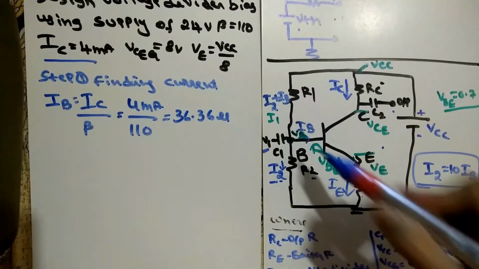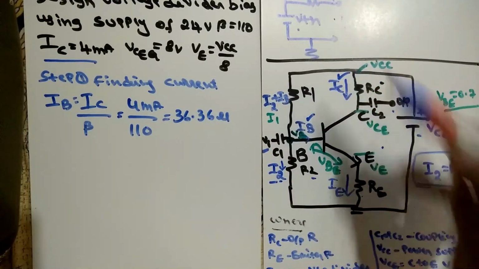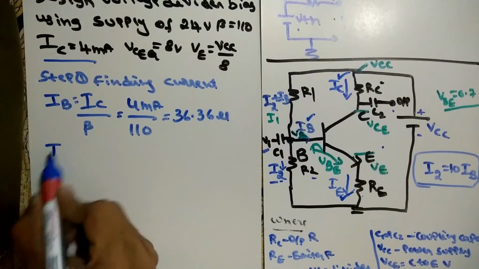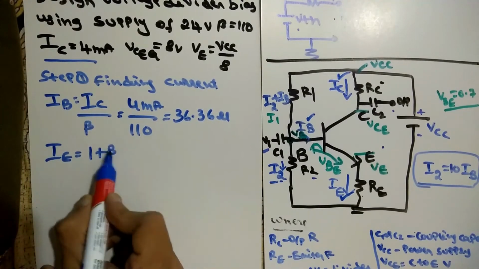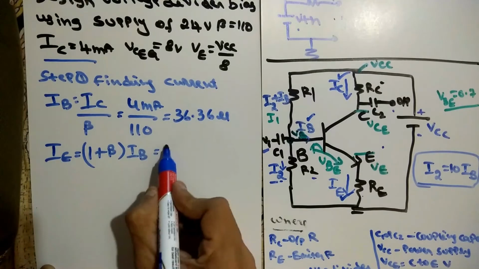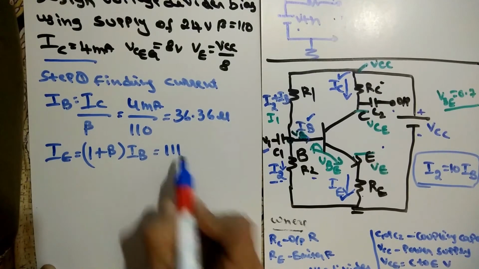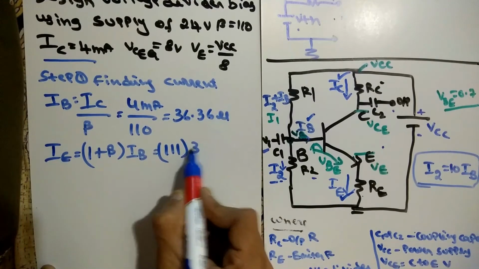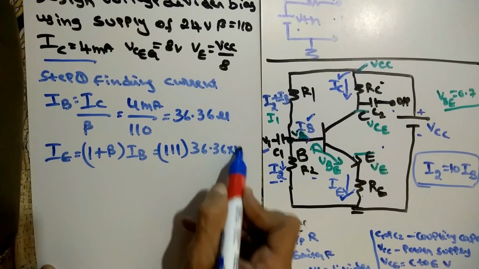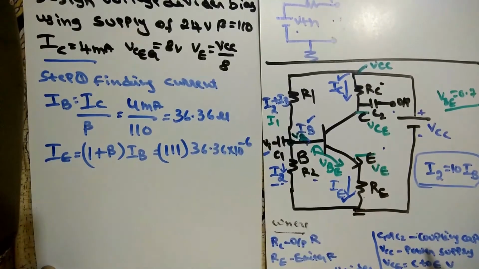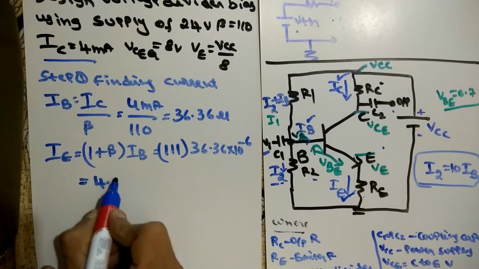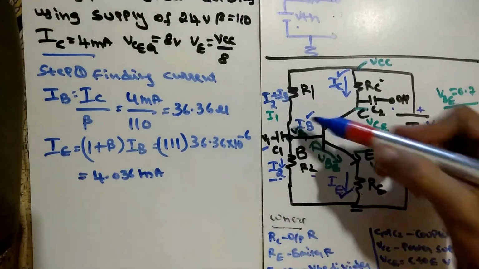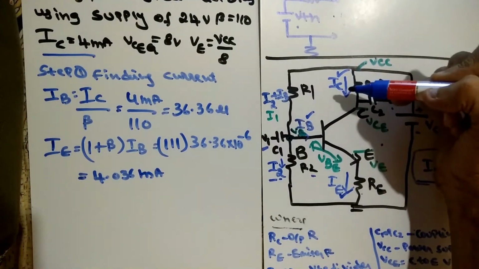So we found the IB value, and IC we already know. Now we can find out IE. The formula for IE we usually use is (1 plus beta) into IB. So 1 plus beta means 111, and IB is 36.36 into 10 to the power of minus 6. Once you solve this you get the answer 4.036 milliamp. Now we have found the three terms IB, IE, IC.